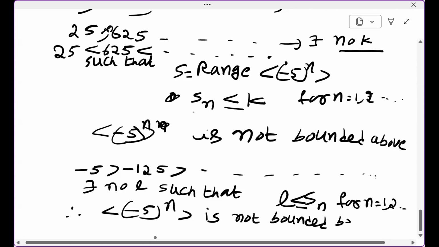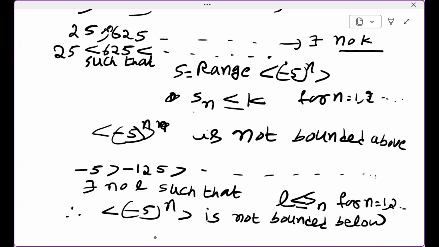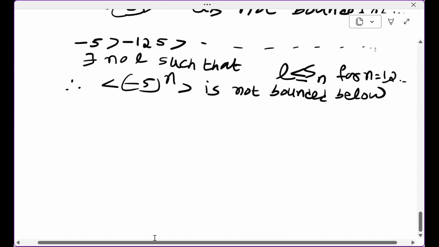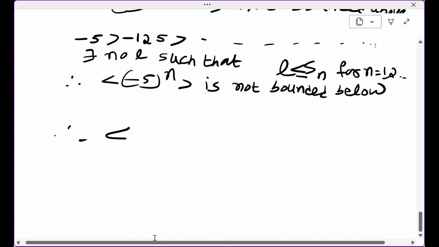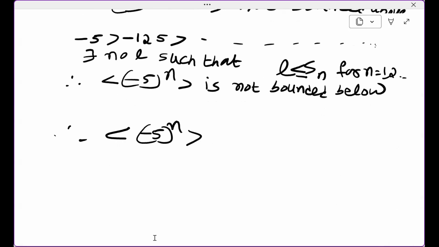So if it is bounded above as well as bounded below, then only it is called a bounded sequence. So there exists no lower bound, no upper bound. Therefore, the sequence is neither bounded above nor bounded below. It is an unbounded, it is not a bounded sequence. I did not define unbounded, so that is the problem. Not bounded. Not a bounded sequence.